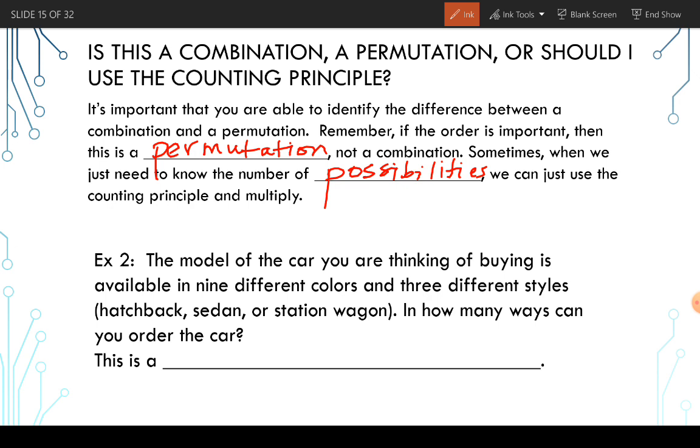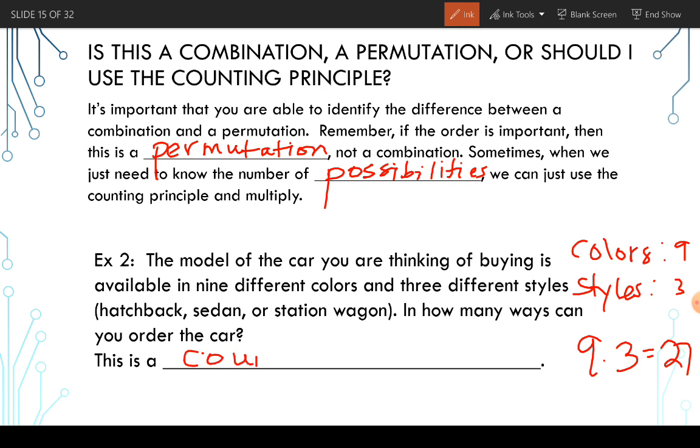Okay, well, if we want to use the counting principle, that would work if we can decide our categories and how many things are within them. Okay, so let's see. We have 9 different colors, and we have 3 styles. Well, we know the number of possible colors. We know the number of possible styles. So we can simply do 9 times 3, which is 27, to get our number of outcomes. So in this case, we would just make it a counting principle problem.